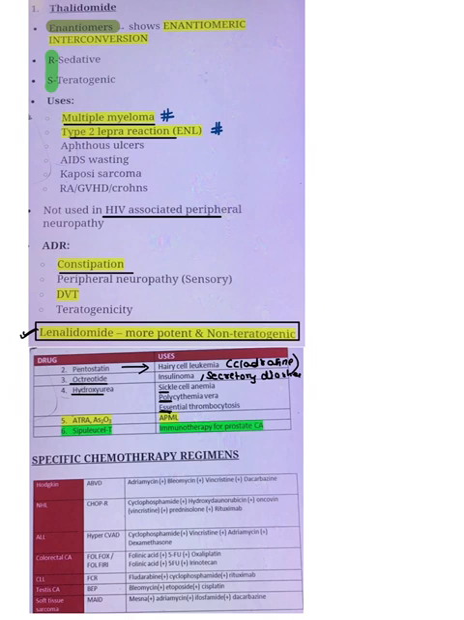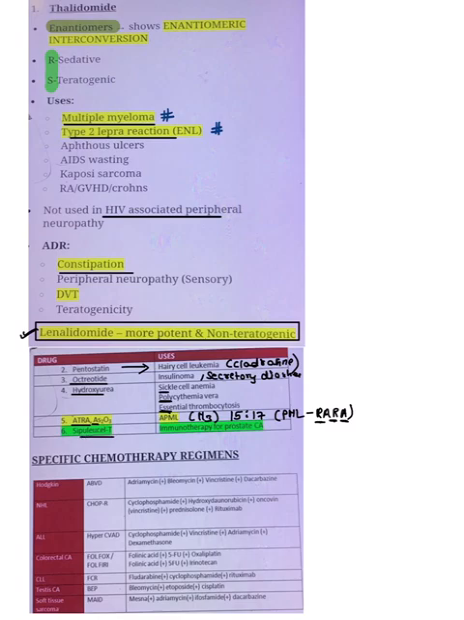Then we have ATRA and ATO, that is arsenic compound and all-trans retinoic acid. If you recall your AML classification, we have AML M3, that is translocation 15;17. That is PML-RARA translocation. What is RARA? RARA is the retinoic acid receptor. So when you have this translocation, the treatment is all-trans retinoic acid and arsenic.